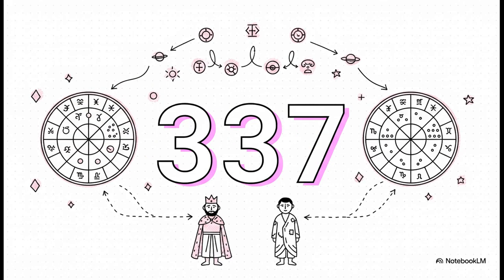Now, this is a truly fascinating constant. 337. This is the total number of points distributed across the 12 houses in every single human being's birth chart. Honestly, it doesn't matter if you're a king or a pauper, you get exactly 337 points. The entire difference in our lives lies in exactly how those 337 points get distributed.